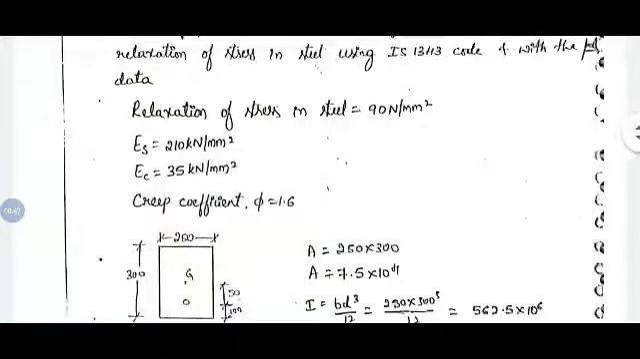Relaxation of stress in steel 90 Newton per mm square, Es, that is Young's modulus of steel, 210 kilonewton per mm square, and Ec, Young's modulus of concrete, 35 Newton per mm square, creep coefficient 1.6.